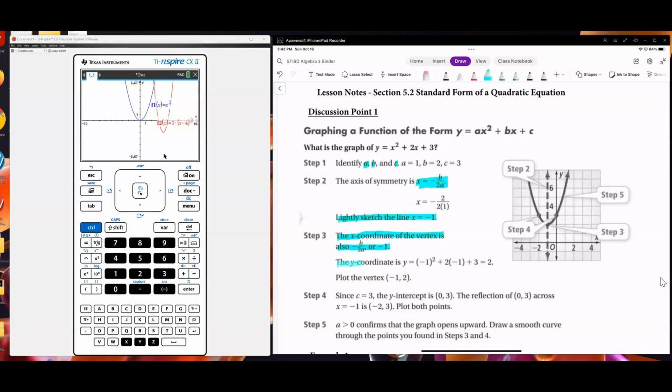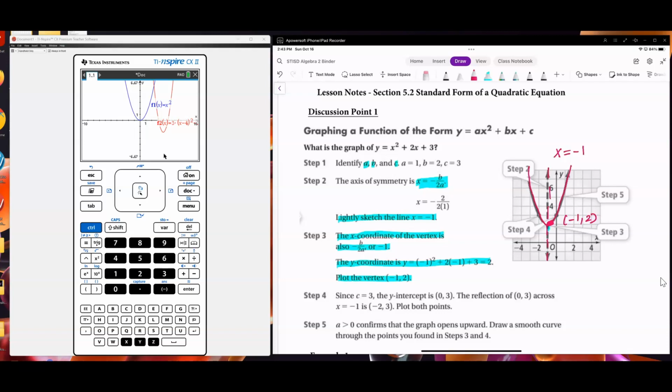You substitute into the original equation, and once you substitute into the original equation, you get 2. And then you plot the vertex negative 1, 2, which is right here. So here is the axis of symmetry that we found from the formula, x equals negative 1. We did a substitution, and we found the vertex was negative 1, 2. And we know that it's going to open up.